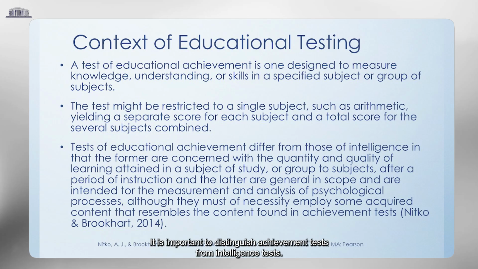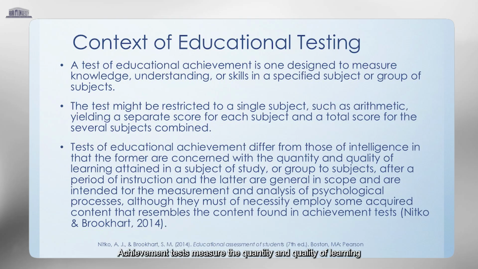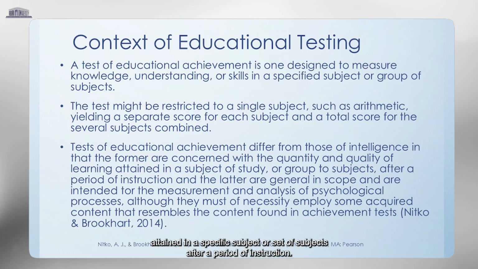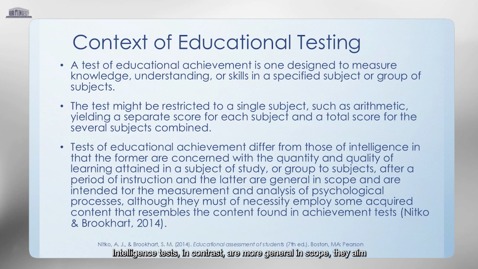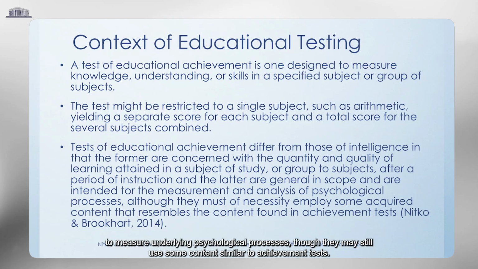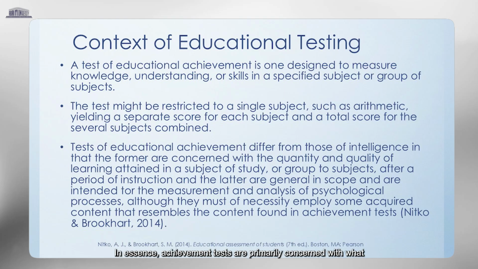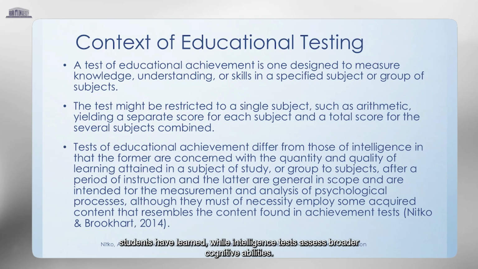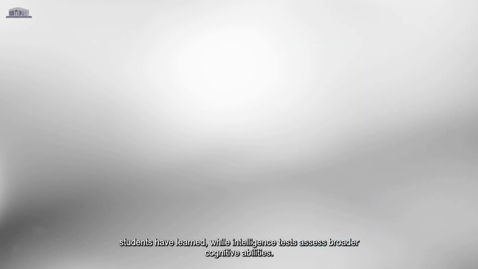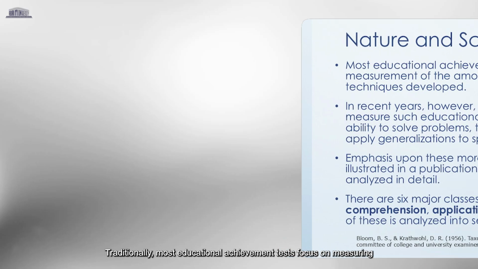It is important to distinguish achievement tests from intelligence tests. Achievement tests measure the quantity and quality of learning attained in a specific subject or set of subjects after a period of instruction. Intelligence tests, in contrast, are more general in scope. They aim to measure underlying psychological processes, though they may still use some content similar to achievement tests. In essence, achievement tests are primarily concerned with what students have learned, while intelligence tests assess broader cognitive abilities.